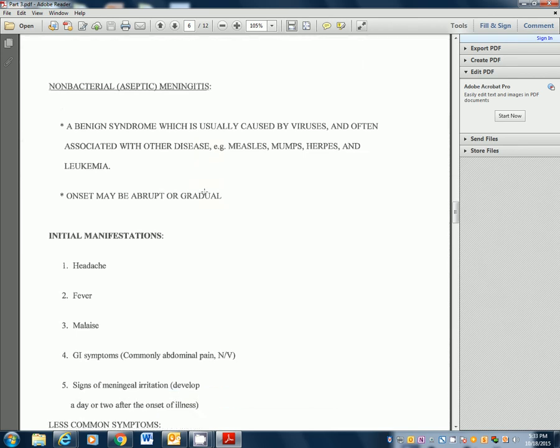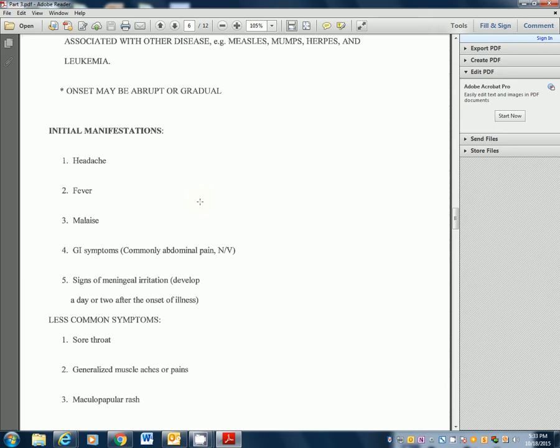Non-bacterial or aseptic meningitis type is a benign syndrome. It's caused by a virus associated with other diseases as well. Initial symptoms are headache, fever, malaise, nausea, vomiting, and signs of meningeal irritation. So if you look, it has a lot of the very same signs and symptoms of bacterial. That's why we can't tell a lot based upon signs and symptoms, so we put them in isolation just in case. They'll still have the irritability, the stiff neck, the back pain, and the positive Brudzinski's and Kernig sign.